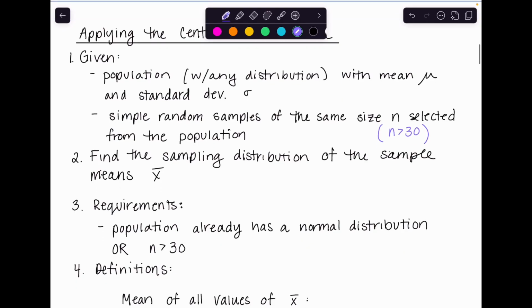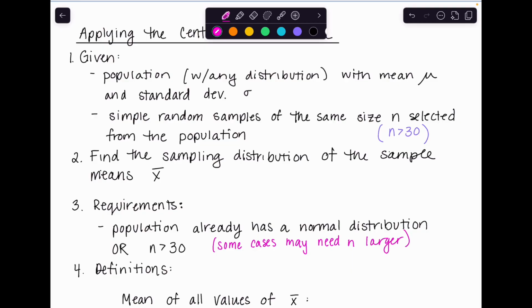So your main requirement is that the population has to be a normal distribution, or that value of n needs to be greater than 30. As long as one of these is satisfied, you can apply the central limit theorem. But in some cases, you do need n to be larger. This is not something we're going to put a ton of focus on. If you were going a lot further in statistics, then you would. But in some cases, you may need n to be larger.